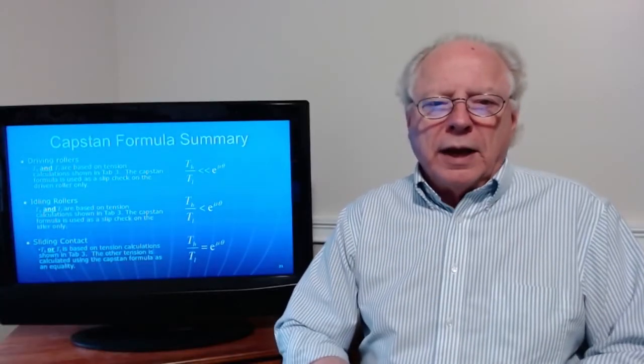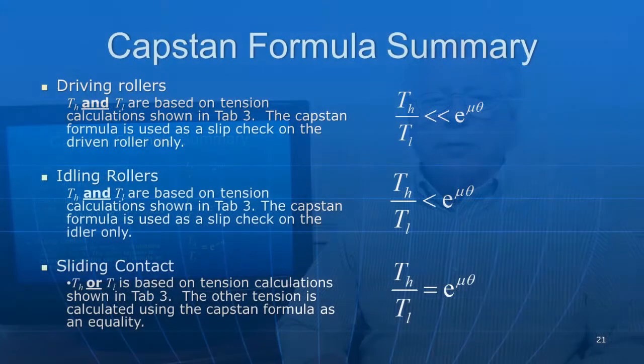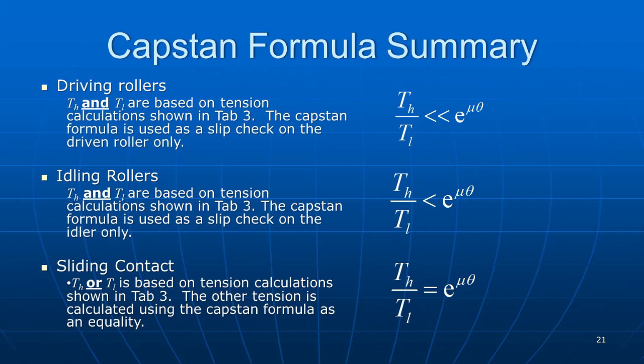Summary of the capstan formula. For driven rollers, friction drive rollers, you definitely don't want to slip on those. You spent a lot of money for that drive to control the velocity of the web. If it's your master roller, it's controlling the stability of your whole process, and so you'd like to never slip on that under any typical condition that you'd expect to see.